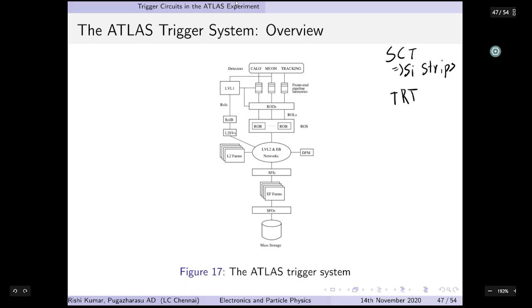But again, the TRTs are more specialized. I don't think we'll be encountering them. And outside this electromagnetic, quote-unquote, calorimeter is a hadronic one, and that one is using scintillating tiles in its barrel. It has liquid argon in its end caps, and then you have a muon spectrometer.